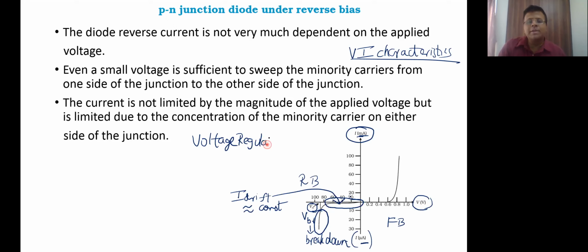Voltage regulator means that no matter how much the current increases, the potential across the load will always remain constant, and that is the application of a voltage regulator.